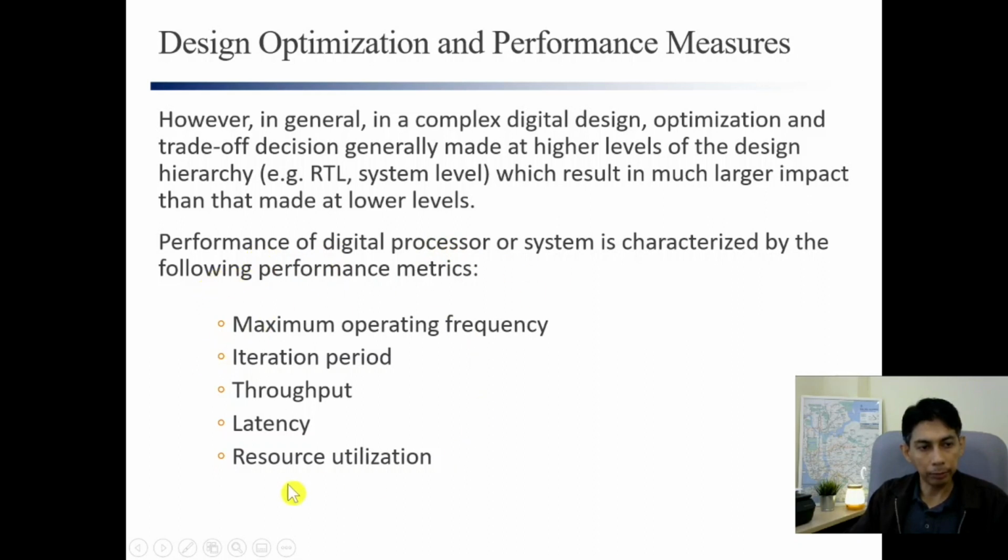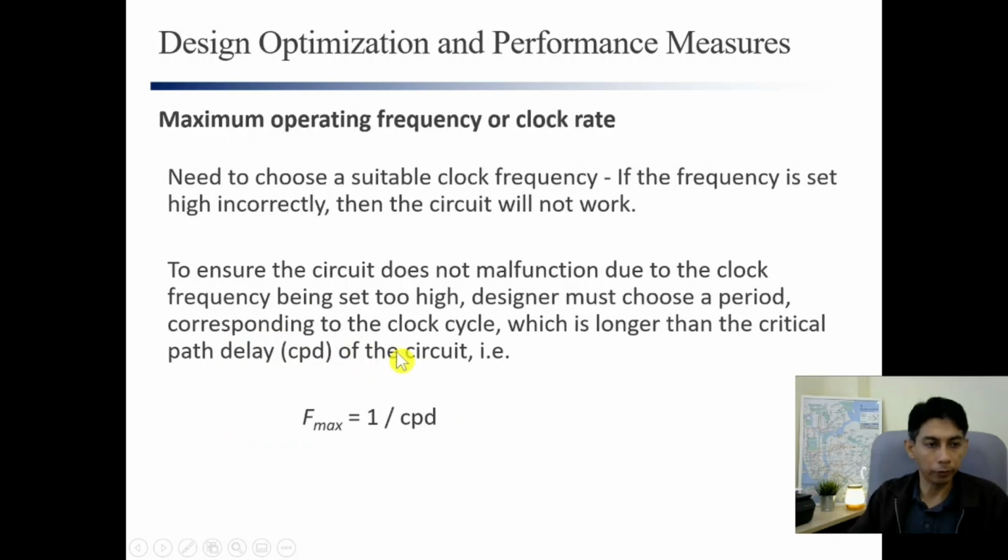And these are the performance metrics that we will look at. In order to achieve a high performance design or a good design, we need to look at what we call the performance metrics. The first one is maximum operating frequency. Next, iteration period, throughput, latency, and resource utilization. All right, let's go to the first one, which is the maximum operating frequency.